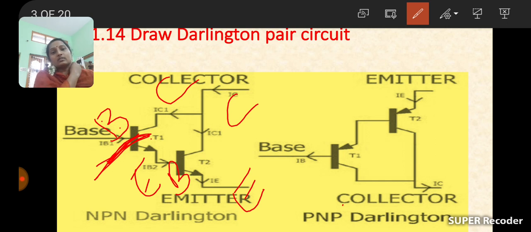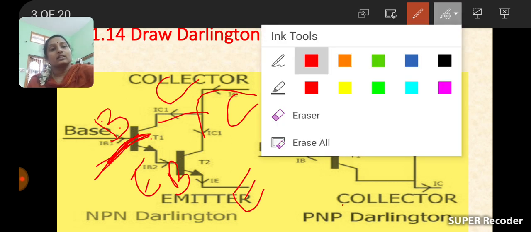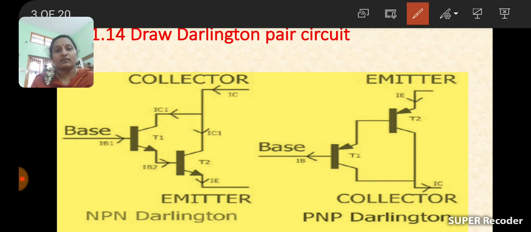Next, the collectors of both transistors are connected together and given to the supply voltage. The emitter of transistor T1 is connected to the base of T2, and the emitter of T2 is connected to ground. The main input is given to the base of transistor T1.